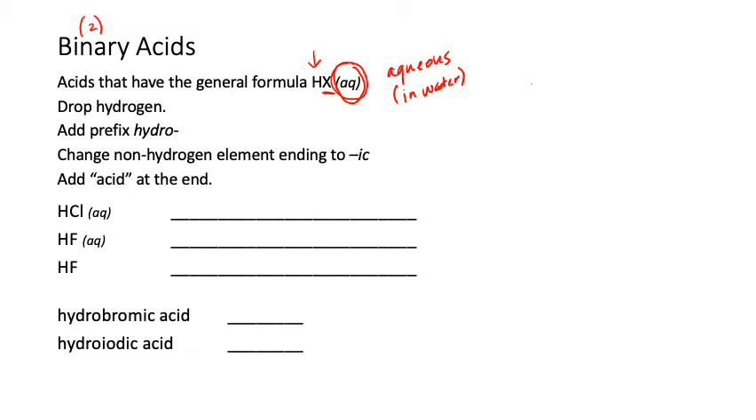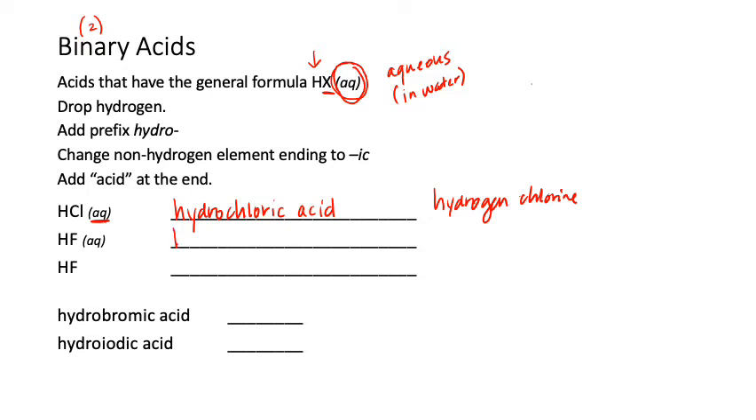So for example, the first one, we have hydrogen and chlorine. I'll write that out to the side. Hydrogen and chlorine. We know this is an acid because it has (aq) beside it. So we're going to drop hydrogen. Instead, we're going to have the prefix hydro, and we're going to change the ending of the non-hydrogen element to ic. So this would be hydrochloric. And then we're going to add acid at the end. So HCl is going to be hydrochloric acid.